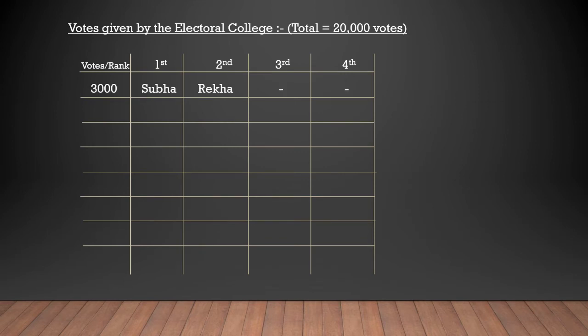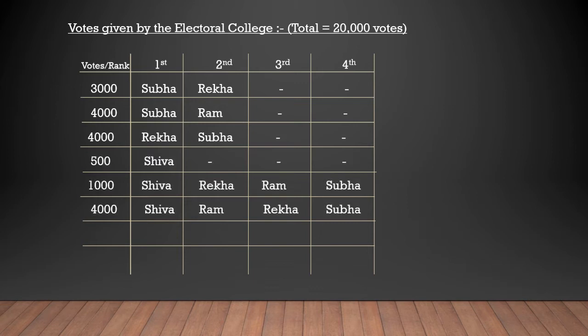3,000 voters have chosen Subha as their first preference and Rekha as their second preference. 4,000 voters have chosen Subha as their first preference and Ram as their second preference, and similarly it goes on.